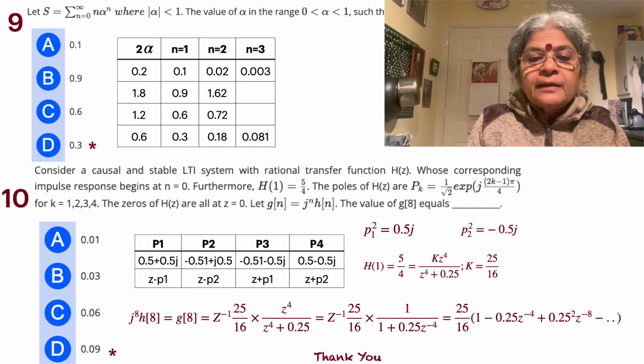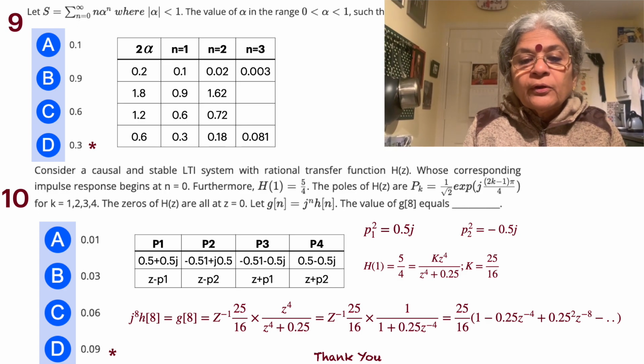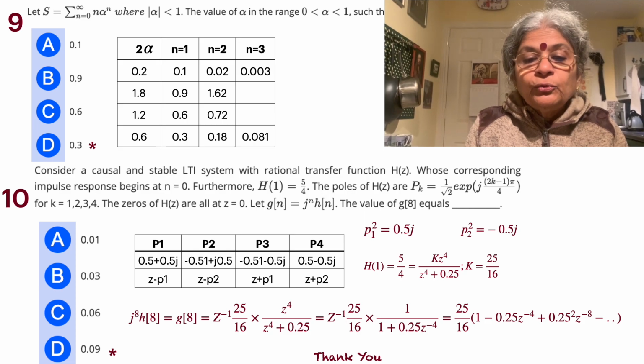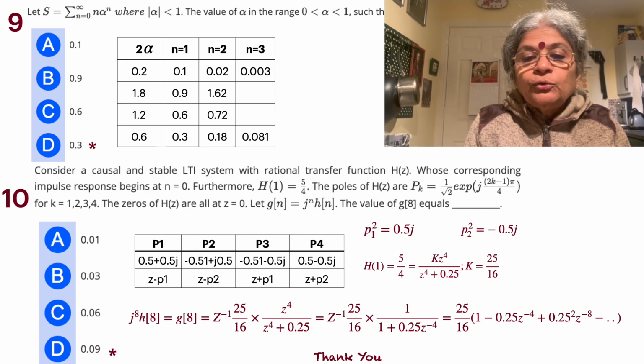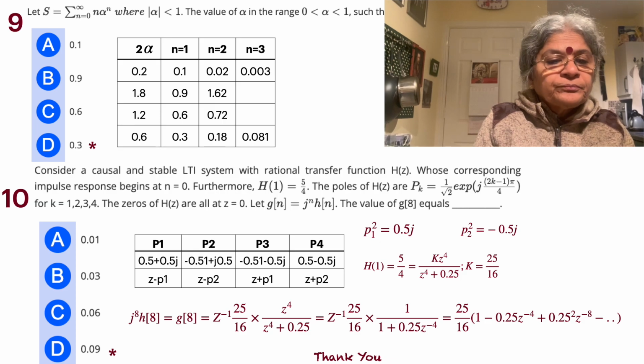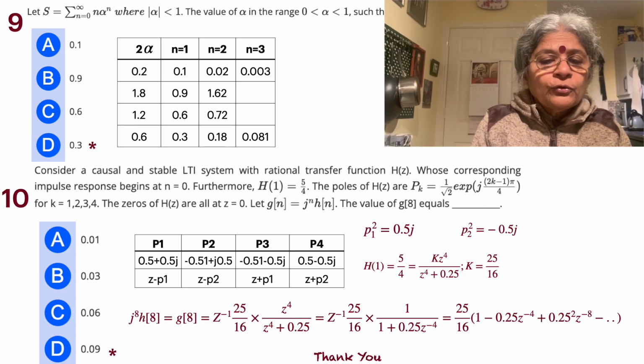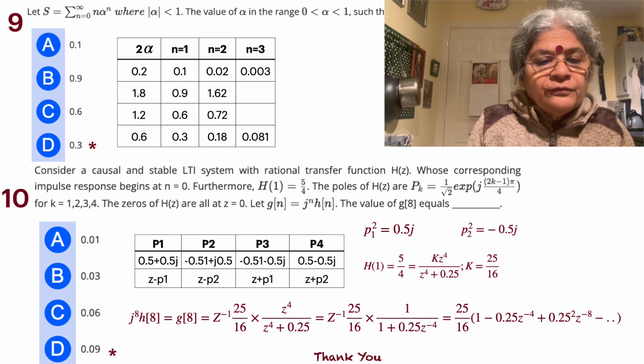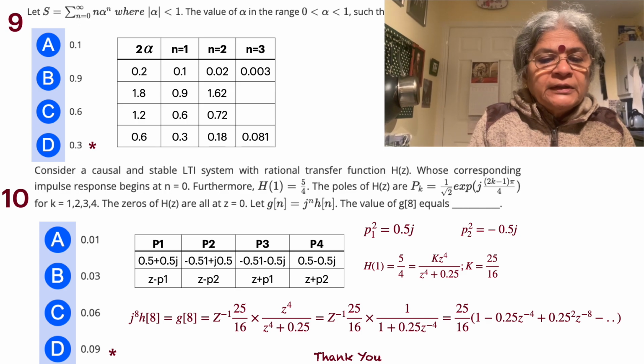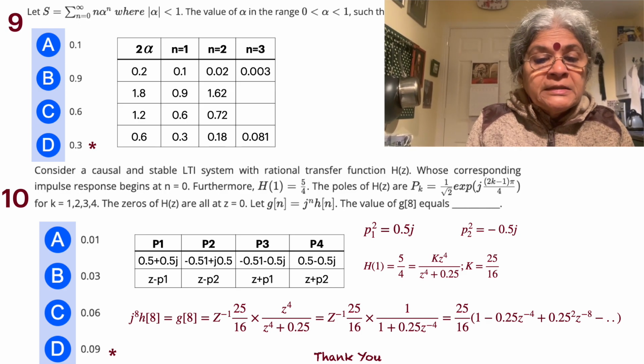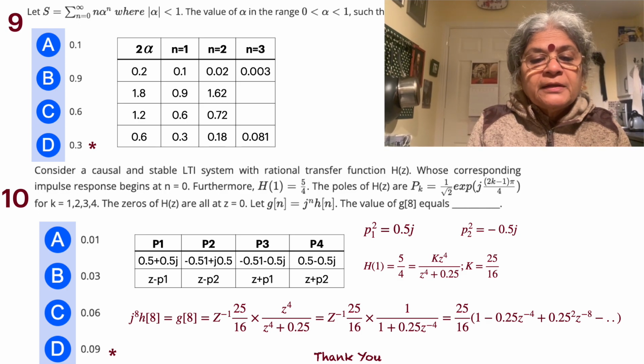The poles of H(z) are p_k = 1/√2 e^{j(2k−1)π/4} for k = 1, 2, 3, 4. Okay, so the poles are found as 0.5 + 0.5j, −0.5 + 0.5j, −0.5 − 0.5j, and 0.5 − 0.5j.